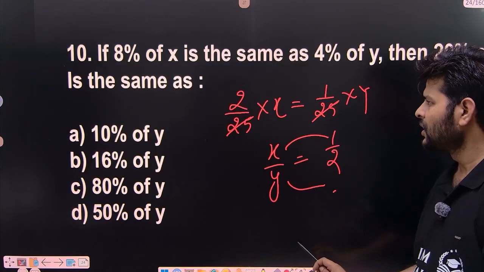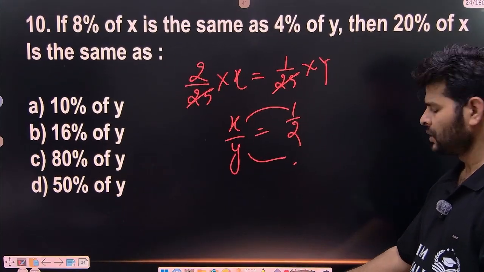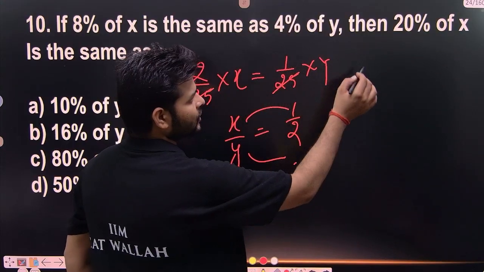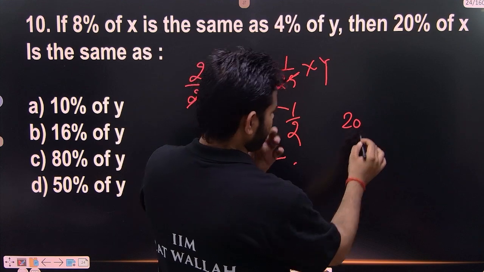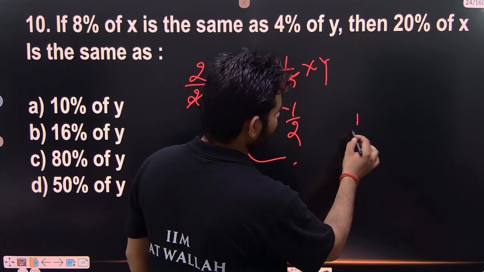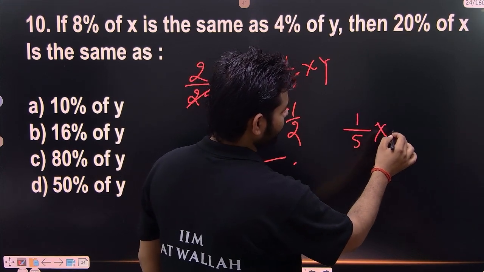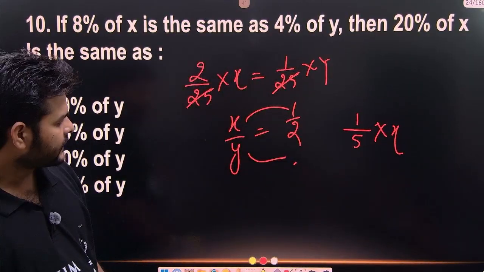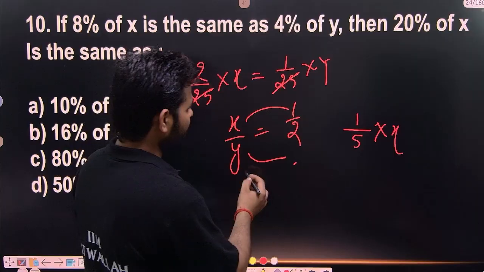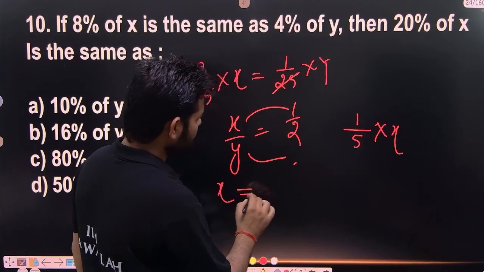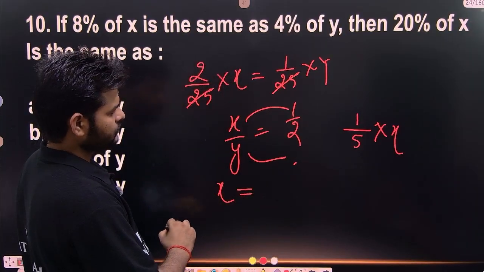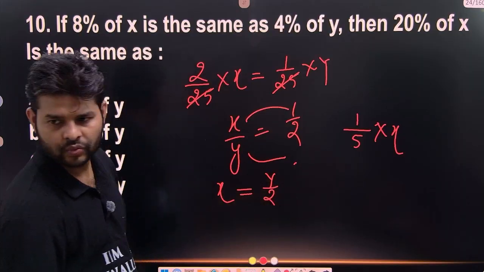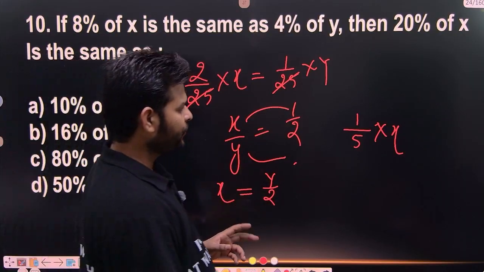Now the question is, what would be the value of 20% of X in terms of Y? 20% means 1 upon 5 of X, in terms of Y. So what is X? X is equal to, guys, X is equal to Y by 2. So you need to put the value of X.